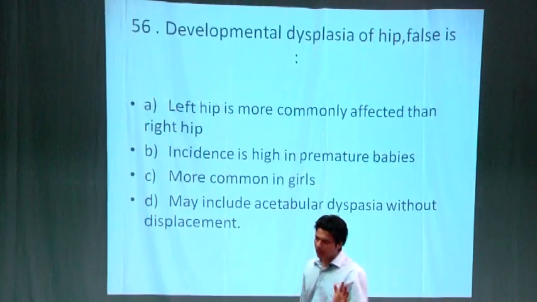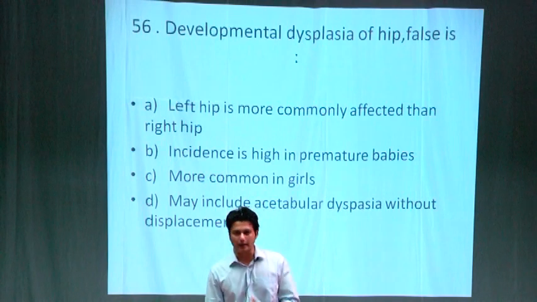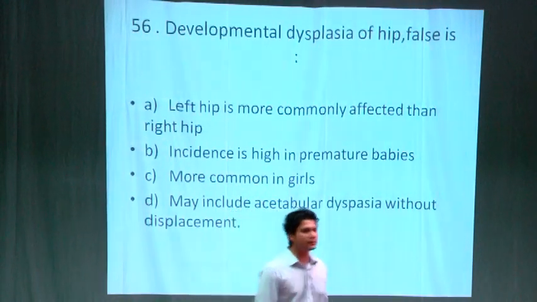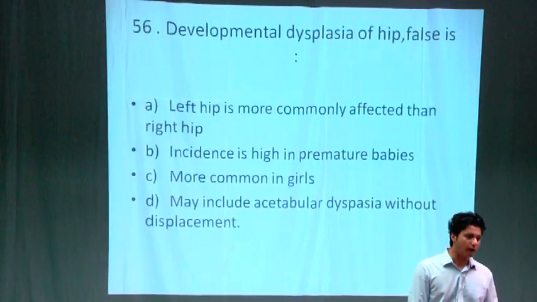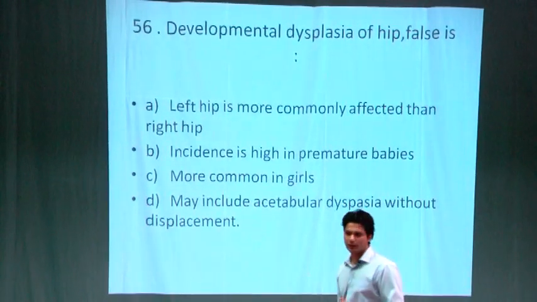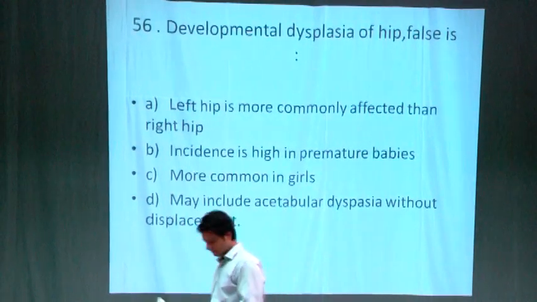Cozen's test, we have already discussed, is for lateral epicondylitis. Finkelstein test is for de Quervain's synovitis. Phalen's test is for carpal tunnel syndrome.